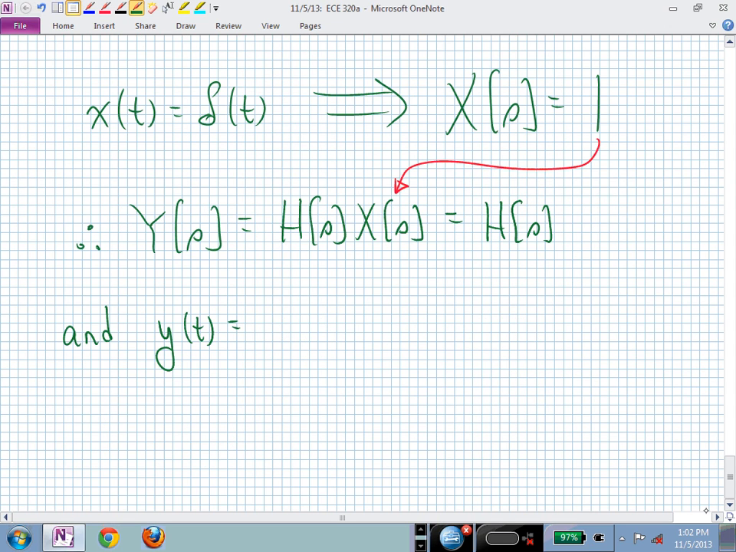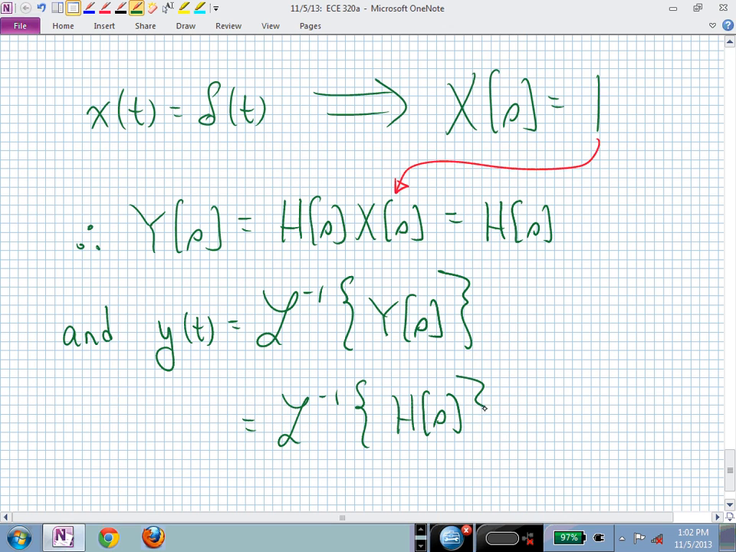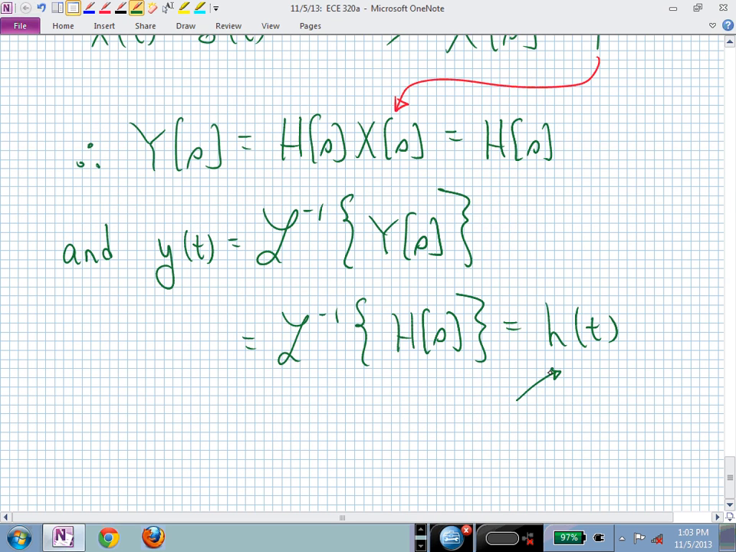Little y of t is then the inverse Laplace transform by definition of the Laplace transform of capital Y of s, but now we know that capital Y of s for an impulse input is just H of s, and that's why this is called the impulse response. It's the response of our system due to an impulse.